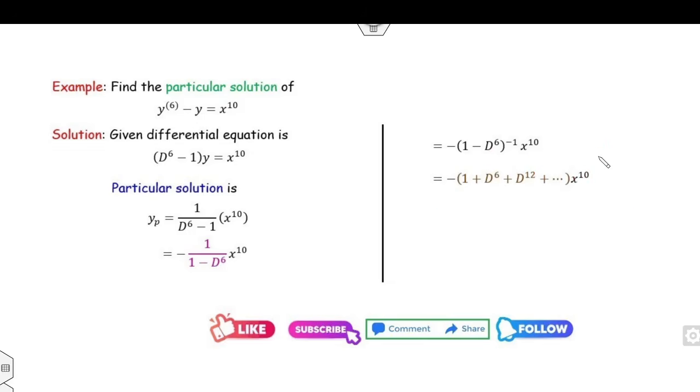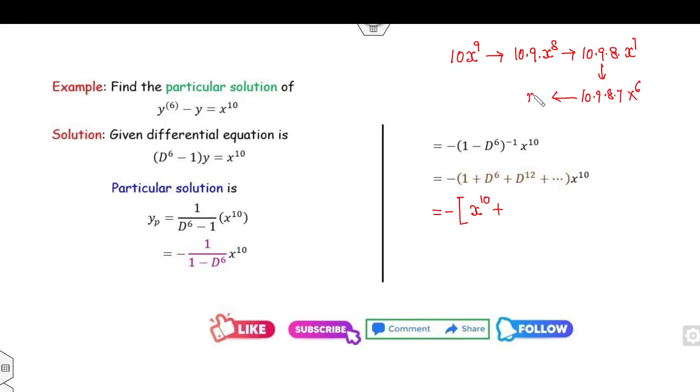Fine. Now you can find this value. If you open this bracket, it is x raised to power 10. Find the sixth derivative. First derivative is this. Second derivative is 10 into 9, x raised to power 8. Third derivative is 10, 9 into 8. Fourth derivative is 10, 9, 8, 7.